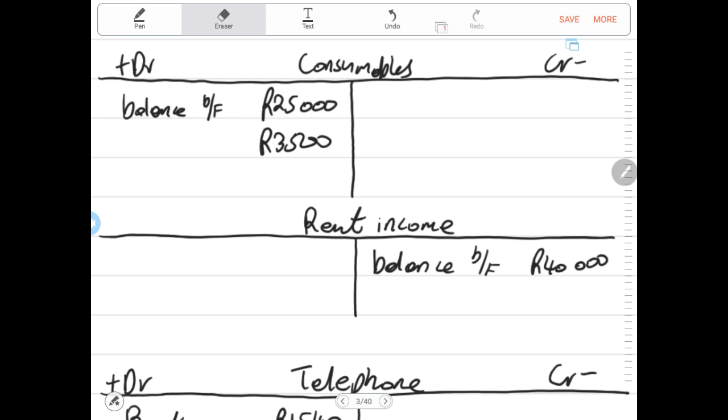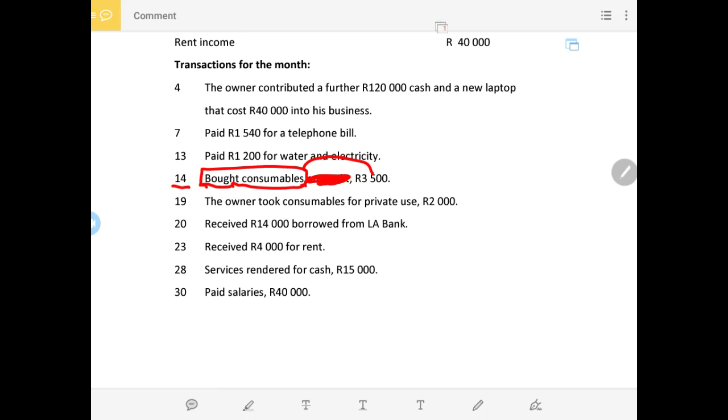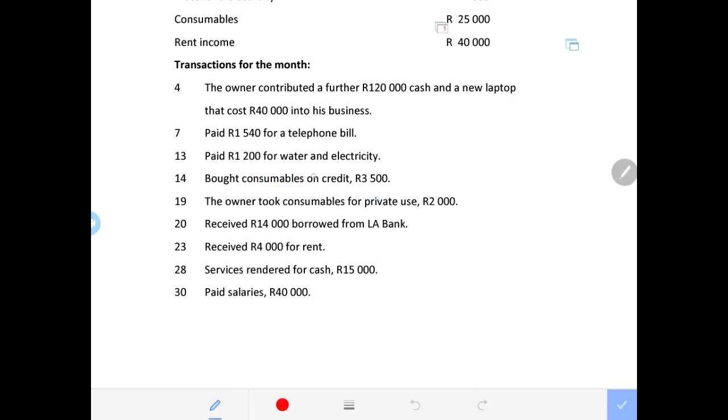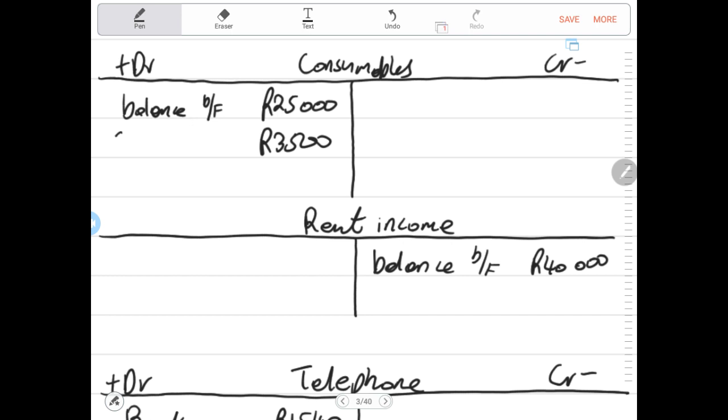If it's credit, then I'll need to record creditors control. But let us check how we bought the consumables. We bought them on credit. If you buy something on credit, that means now you have a creditors control, meaning a liability. Therefore, the description here will say creditors control, because we bought on credit.